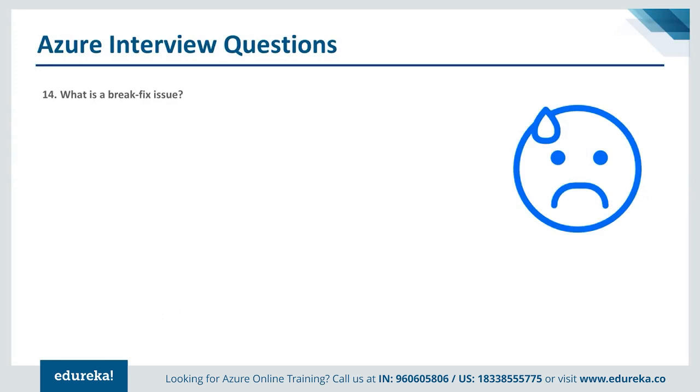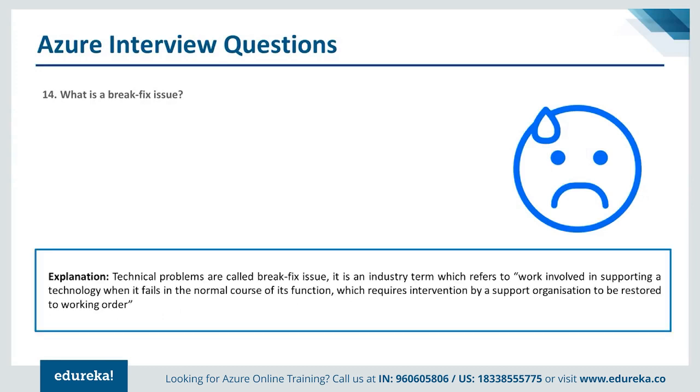Now the question is, what is a break fix issue? A break fix issue is a technical problem. Your environment is running and then all of a sudden a problem comes, that is the break, and then fixing that particular problem is the fix. So technical problems are called break fix issues. It is the industry term which refers to work involved in supporting a technology when it fails in the normal course of function, which requires intervention by a support organization to restore the service. So this is what break fix is.